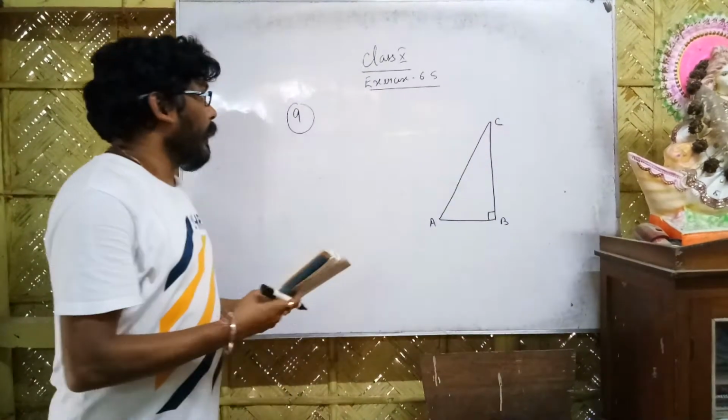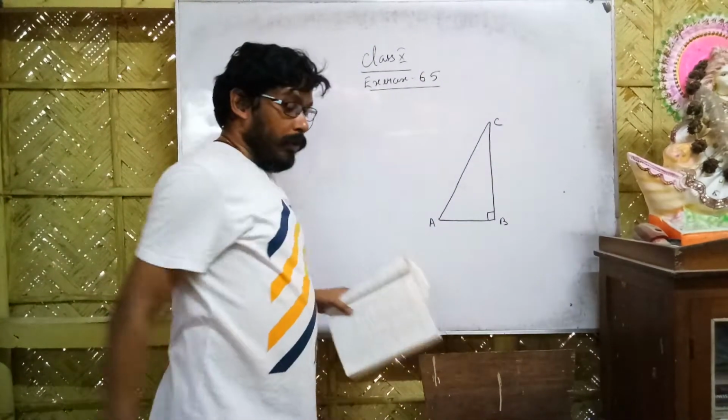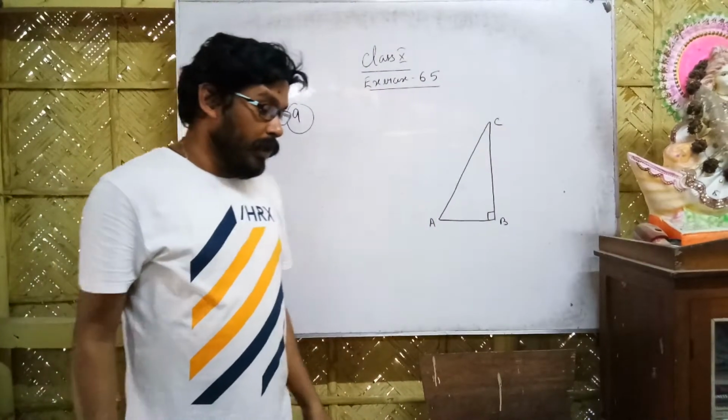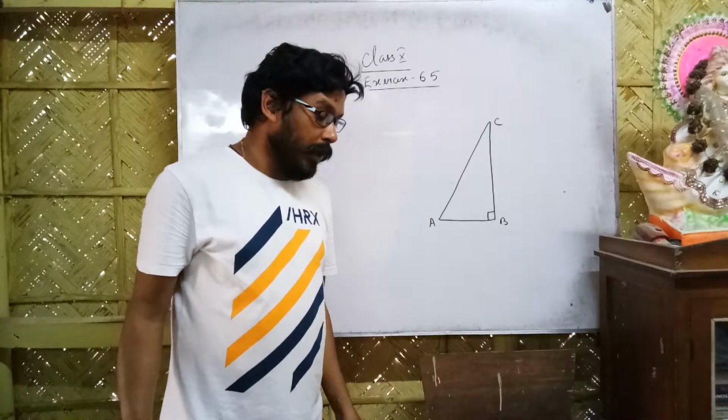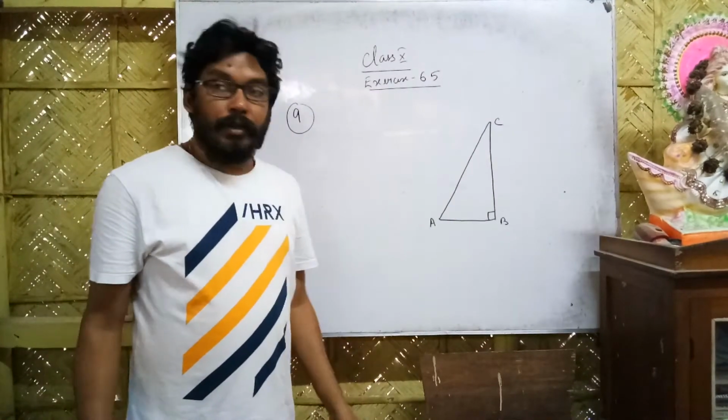Exercise 6.5, question number 9. क्या बोला गया देखो यहाँ पे, a ladder 10 meter long reaches a window 8 meter above the ground. Find the distance of the foot of the ladder from the base of the wall.